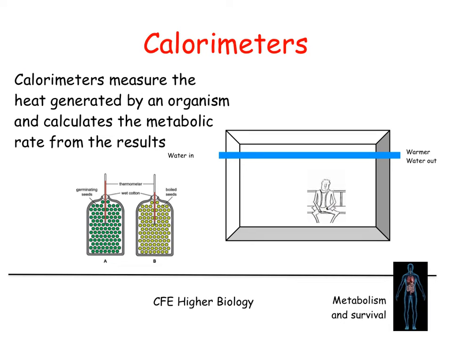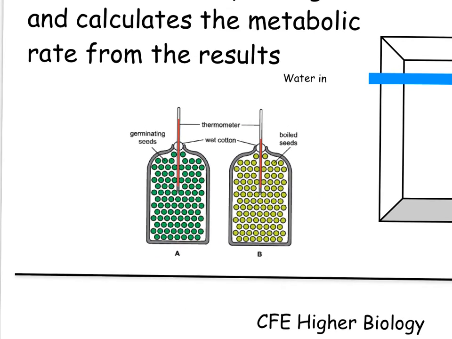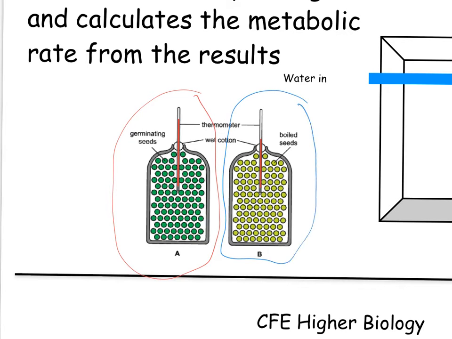The other way is to use something called a calorimeter. Now these can be very sophisticated or they can be very simple. Now this one here is just a very simple calorimeter. All you've got here is, over on this side you've got a flask that's got germinating peas in it, or some kind of germinating seeds, and it's sealed with cotton wool at the top, and there's a thermometer going down into the flask. Over on the other side, this is a control, there's boiled seeds in there.